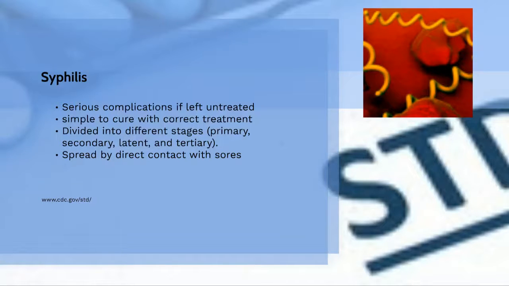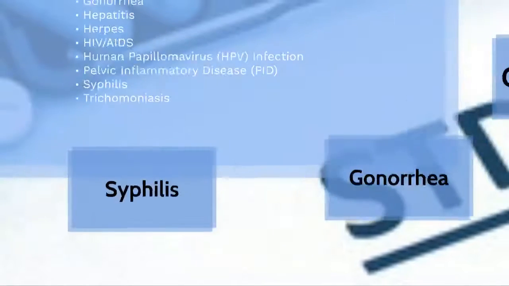You can get syphilis by direct contact with a syphilis sore during vaginal, anal, or oral sex. You can find sores on or around the penis, vagina, or anus, or in the rectum, on the lips, or in the mouth. Syphilis can be spread from an infected mother to her unborn baby.